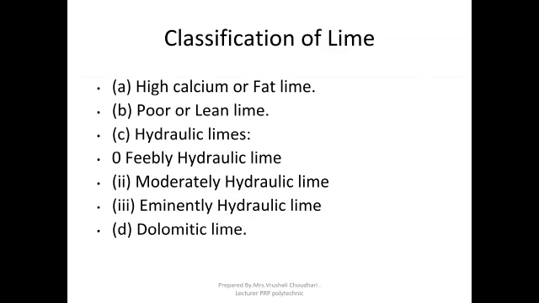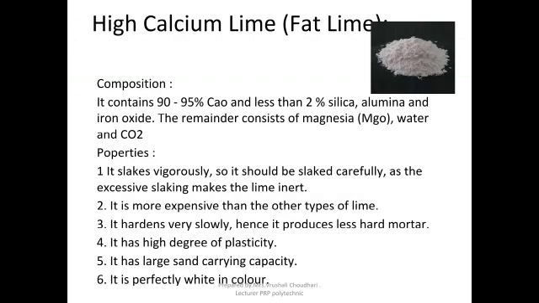Dolomitic lime or high magnesium lime. It contains equivalent quantities of calcium carbonate and magnesium carbonate. It is obtained by heating dolomite. It contains approximately 60 to 70% calcium oxide, 30 to 40% magnesium oxide and a very small quantity of clay. Yes. What is high calcium lime? It contains a high percentage of calcium oxide, so it is white in color by nature.